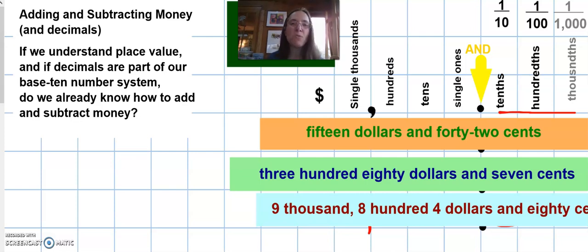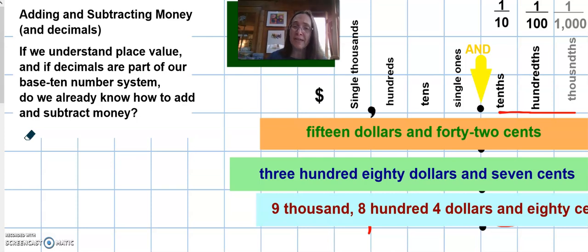Now we'll be looking at a question that we've explored all year in a slightly different form, and I bet you're going to recognize it. It goes like this. If we understand place value, and if decimals are part of our base 10 number system, do we already know how to add and subtract money? I think you do. Let me convince you.